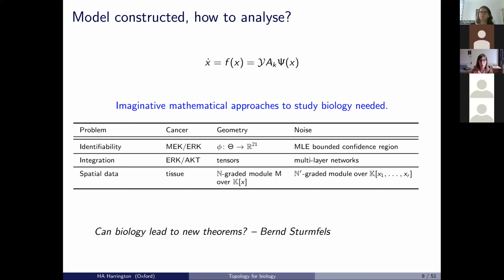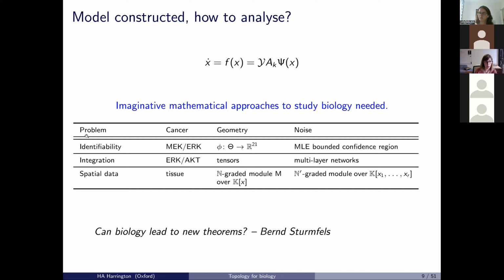The first problem I'm going to talk about is the MEK-ERK pathway. And the geometry that's encoded there is looking at injectivity of a map, which is called the model prediction map, going from our parameter space to our data space. That is if we have perfect data. And when we want to think about noise, we're really looking at the maximum likelihood estimate and bounded confidence regions. I'm not going to talk about noise too much in this talk. For all of these examples where things become more complicated, I'm happy to show you the references where this is discussed.